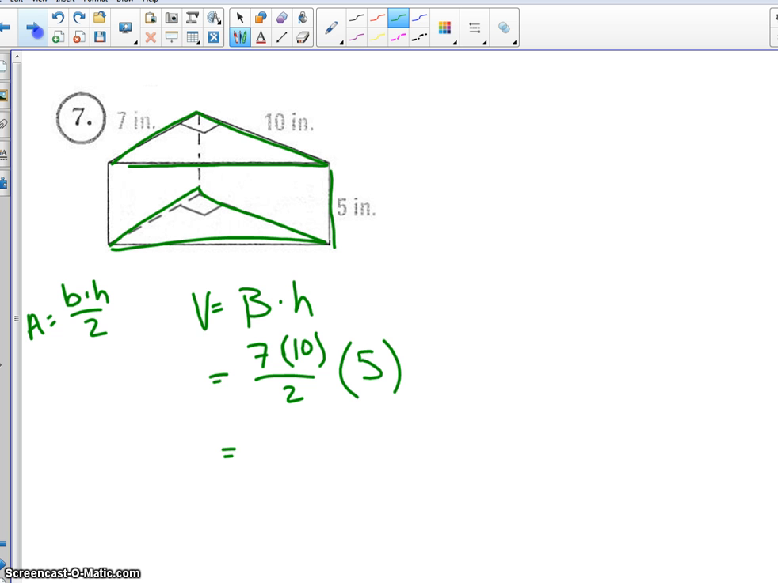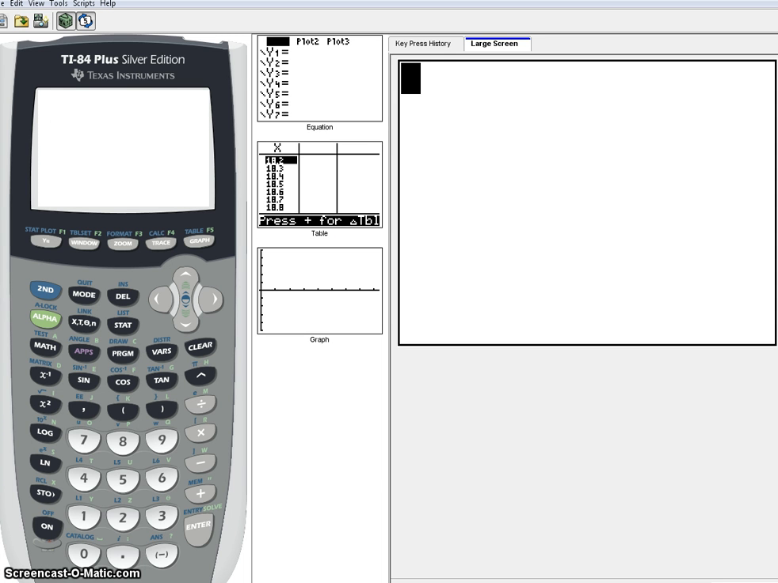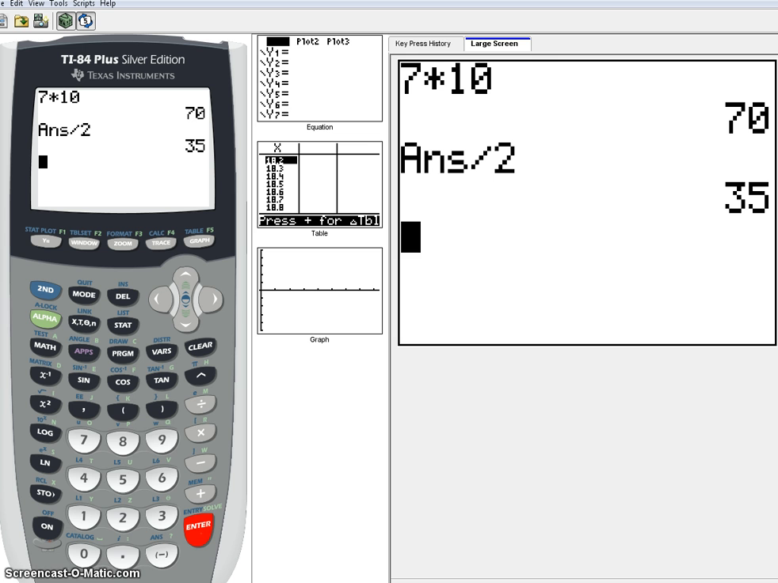So you'll take your calculator and work it out. Take 7 times 10, get that number, divide it by 2, and then multiply by 5. So 175.